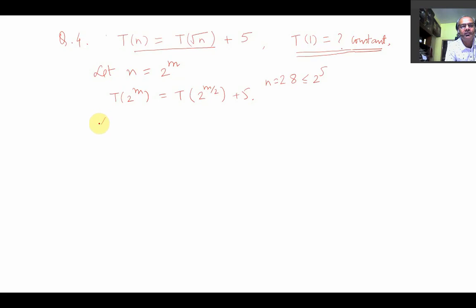Now again let S(m) is equal to T(2 power m). This is a supposition. Then this recurrence relation can be converted into S(m) is equal to S(m by 2) plus 5. Am I clear? It is very easy. See, if it is 2 power m, then it is m. If it is 2 power m by 2, then it is S(m by 2).